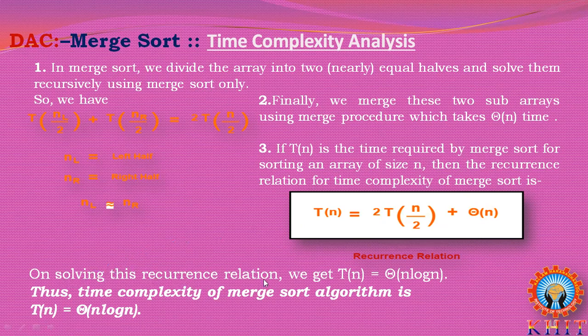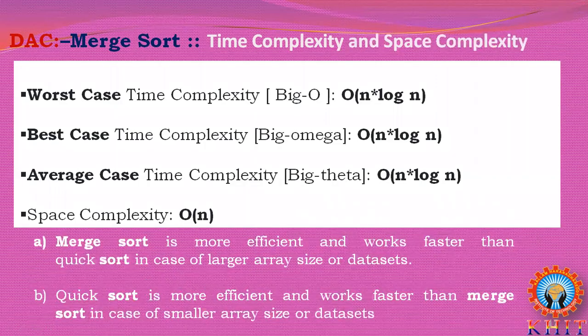On solving the recurrence relation, we will get the time complexity as O(n log n). So the time complexity of merge sort is O(n log n) in all cases. If you consider the time complexity of merge sort, it will be constant in all three cases: best case, worst case, and average case.